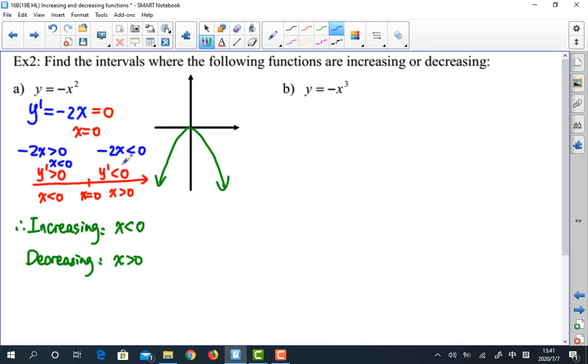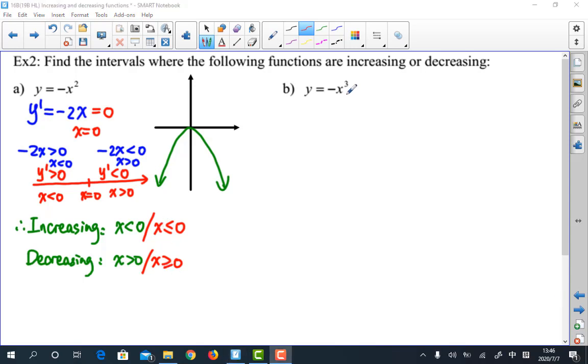And this one means x is greater than 0. So increasing interval, decreasing interval. Of course, you also can represent the increasing interval as x is less than or equal to 0. You can also represent the decreasing interval as x is greater than or equal to 0. You can include the 0 in increasing or decreasing interval.